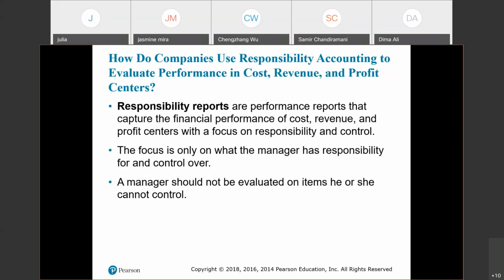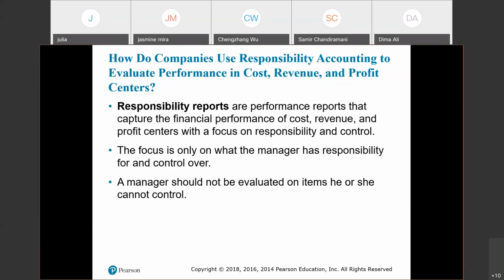As you may recall, performance reports compare actual results with budgeted amounts and display a variance between these two amounts. Cost centers are only responsible for controlling the cost, so their performance reports include only information on actual cost versus the budgeted cost. Likewise, the performance reports for revenue centers contain only actual revenue versus budgeted revenue.